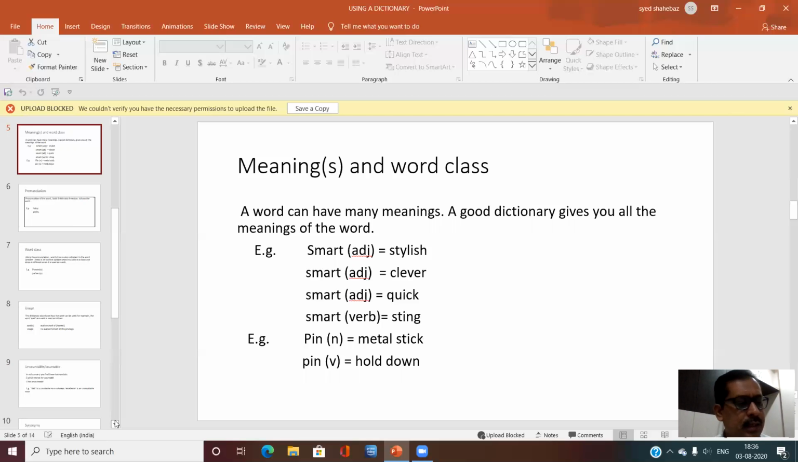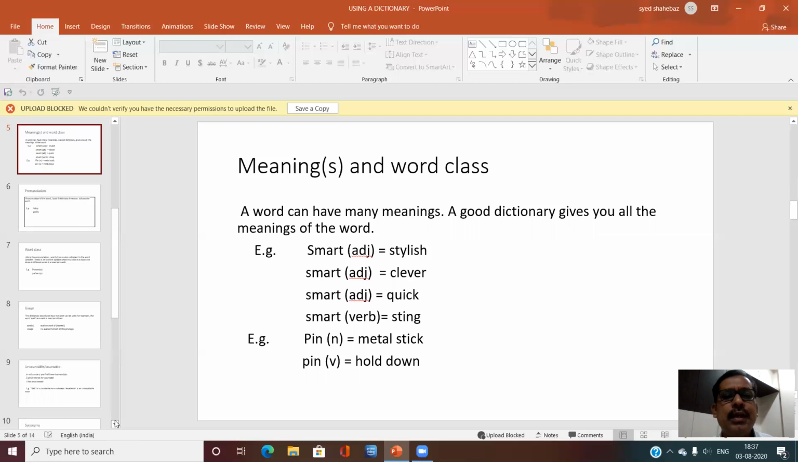In the same way, another commonly used word is pin, which has different meanings when used as a noun or a verb. The word pin can be used as a noun or a verb. The noun pin means a metal stick. The verb pin means to hold on.